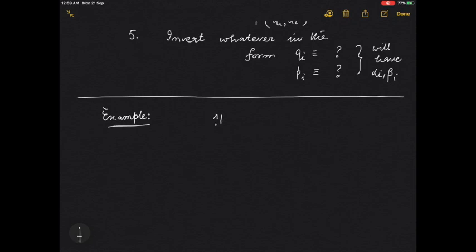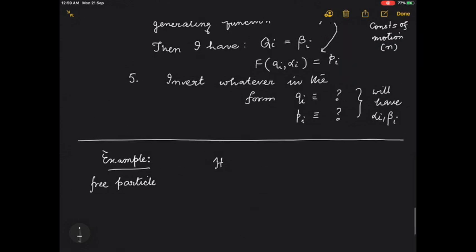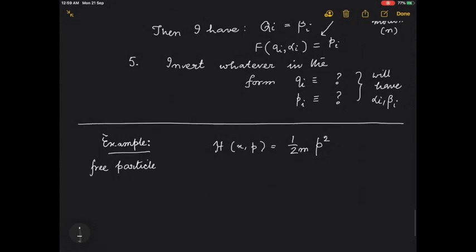Example. What is the most simple example? Free particle. So what is the free particle Lagrangian? If I write in terms of x and p, it is just 1 by 2m p square.